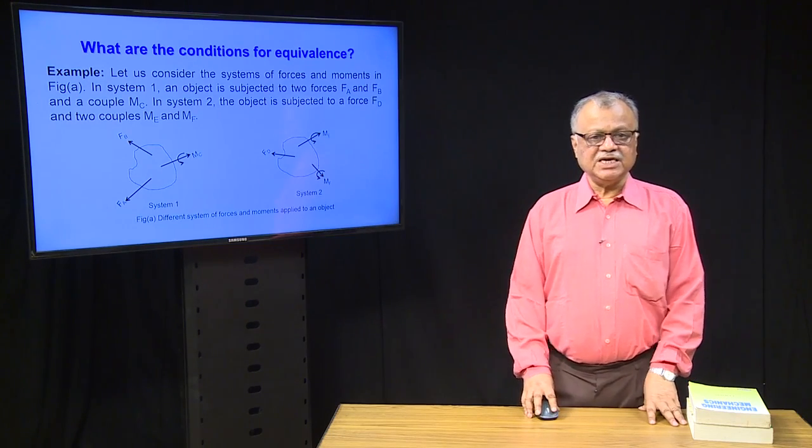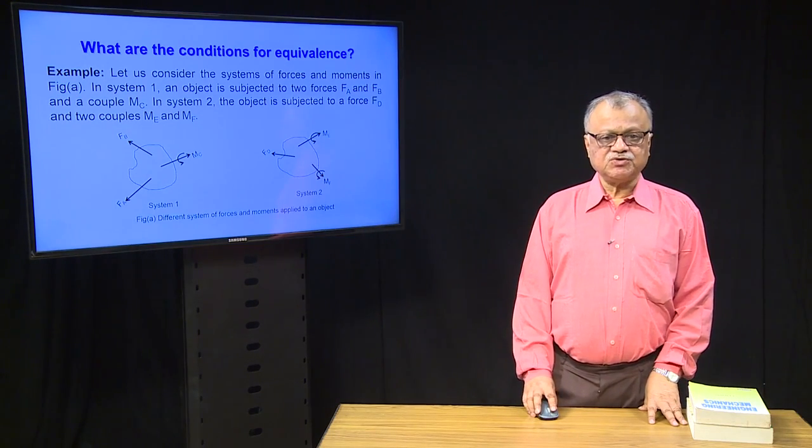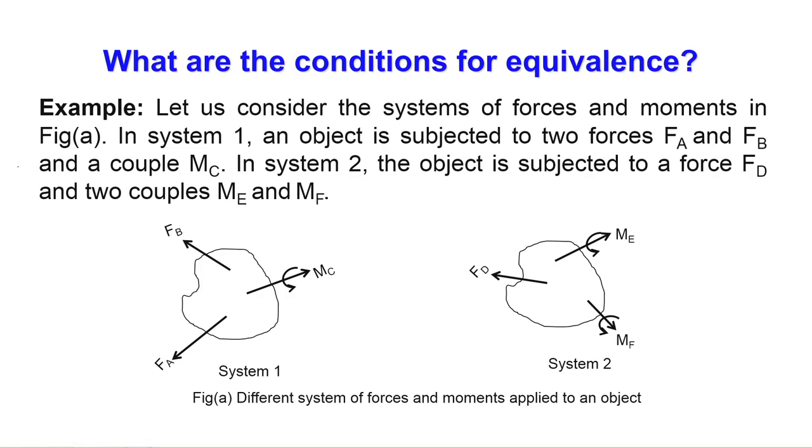Now, here is one illustration. We have shown a rigid body with two systems. In the first figure, system 1, on this same rigid body, two forces are acting, F A and F B, and a moment is applied, M C, on this rigid body. This is system 1. In system 2, a single force F D is applied and two moments, M E and M F, are applied. Now, we want to know the condition for equivalence.